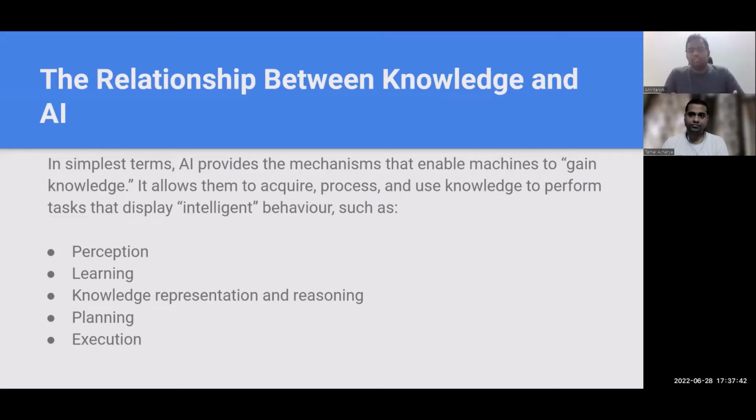So in the simplest terms, AI provides the mechanism that allows machines to collect this kind of knowledge. It allows them to acquire, process, and use knowledge to perform tasks that display intelligent behavior, such as perception, learning, knowledge representation, and reasoning, one of the major important unsolved tasks according to me. Then planning, especially long-term planning, which is really hard actually. And execution: as scenarios change in the future, how do we adapt to that? And if new information comes into being, how do we act on it?